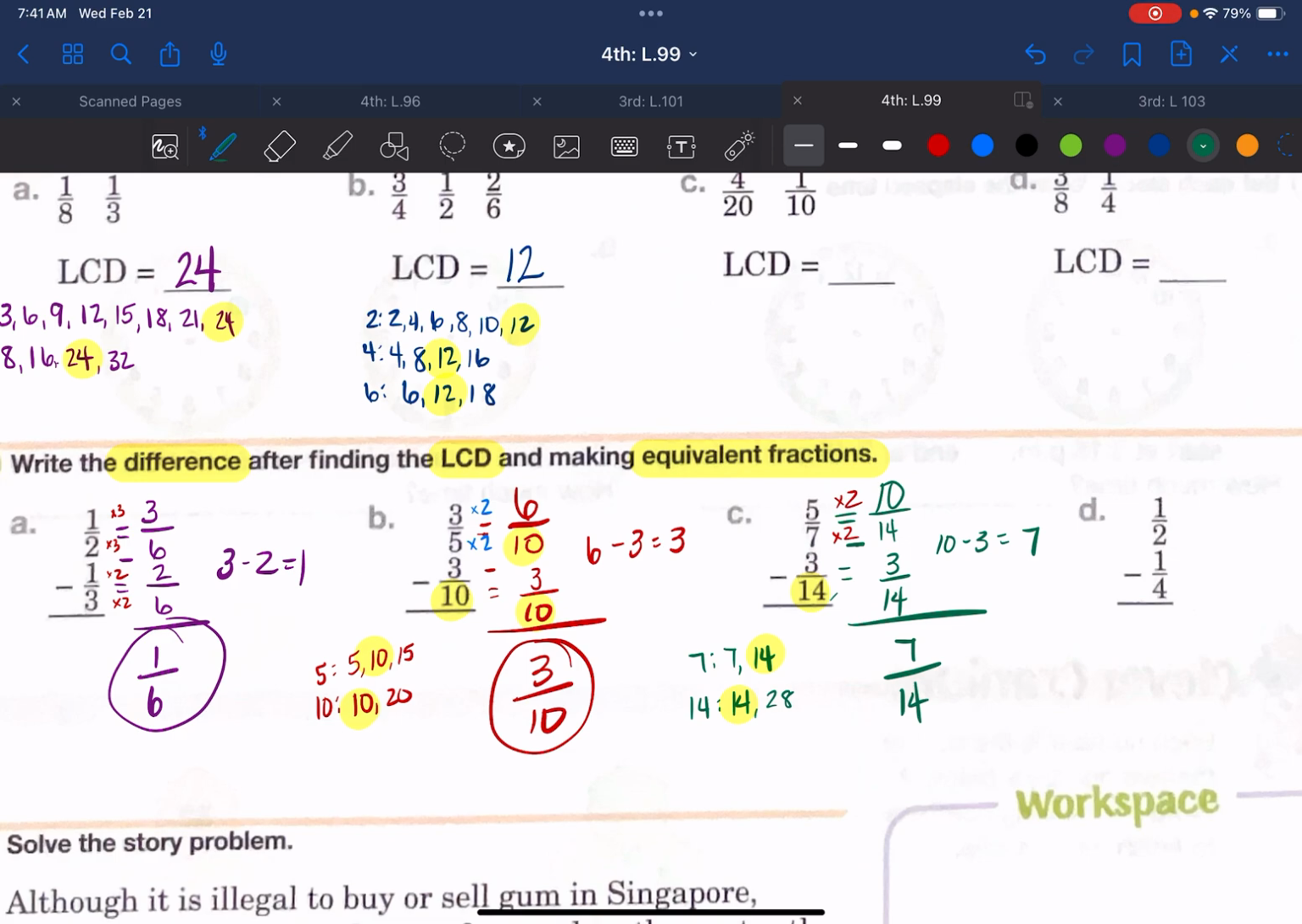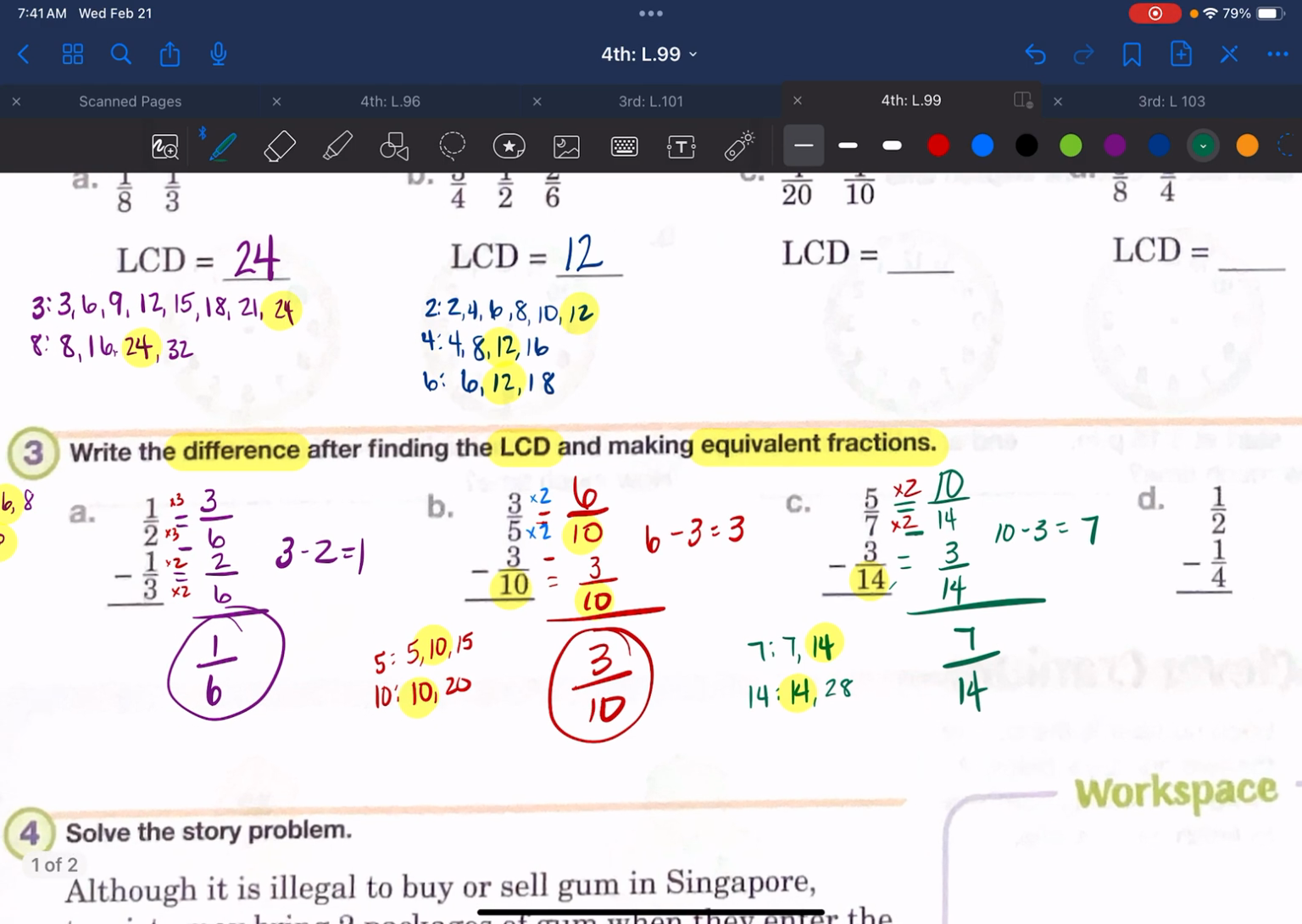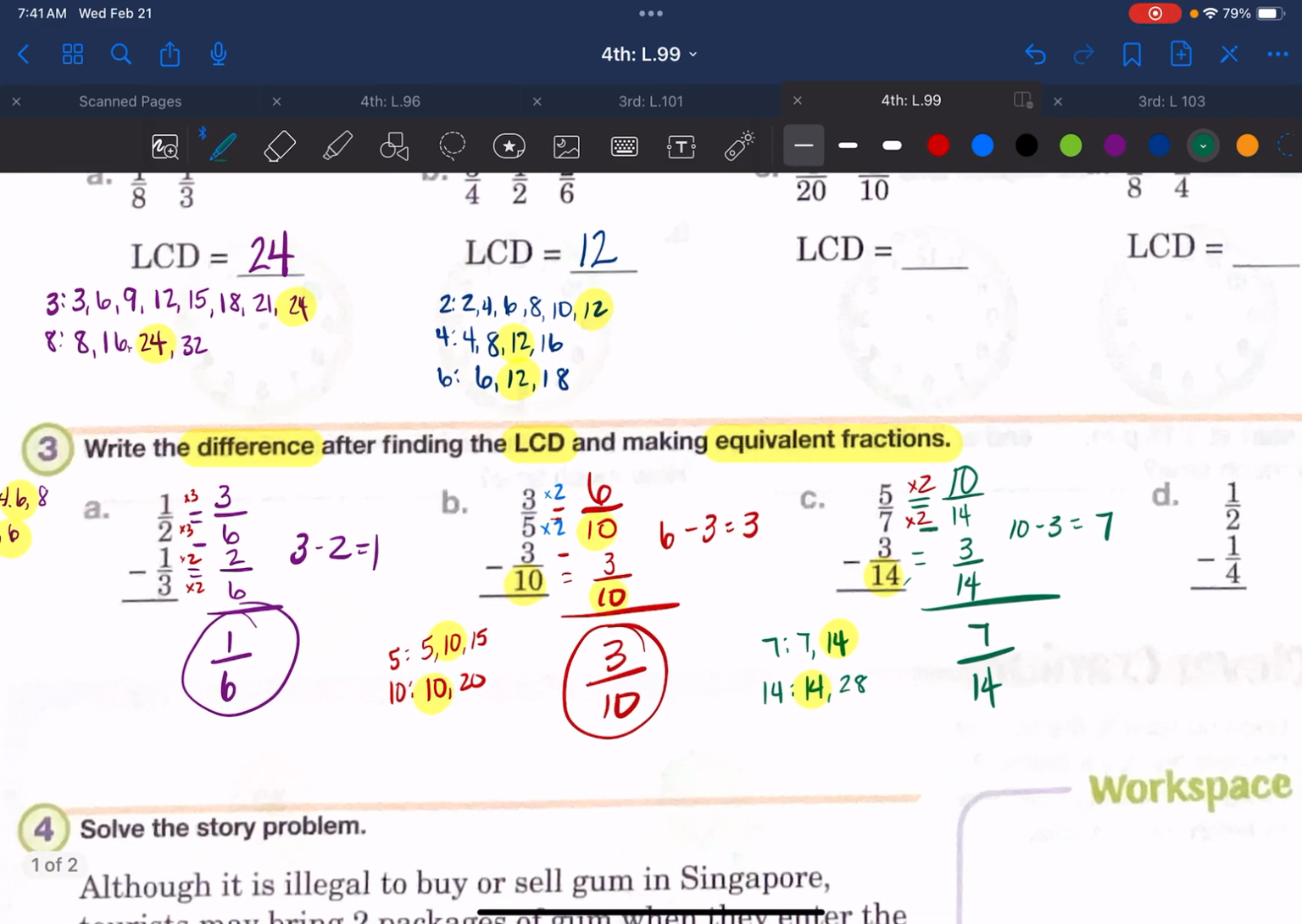All right, I'm leaving you with only one to try out on your own. Look back at all these first 3. Look at how we did that and do the same thing for the last one.